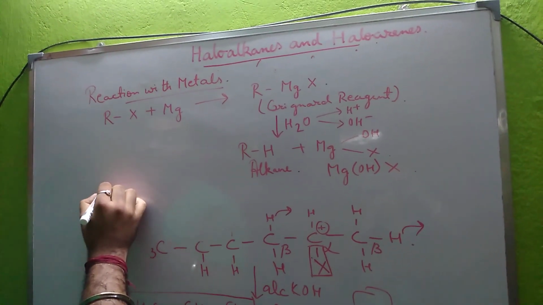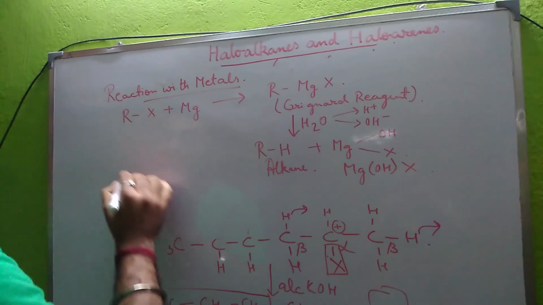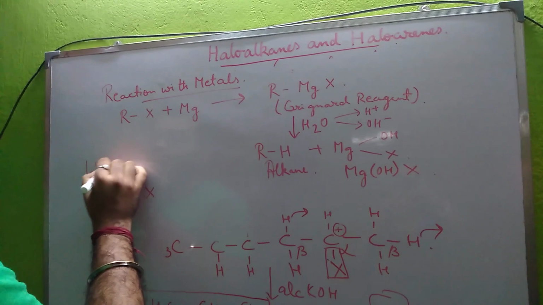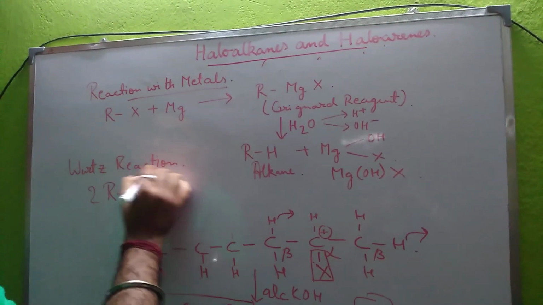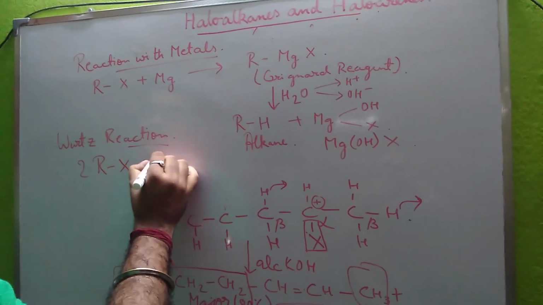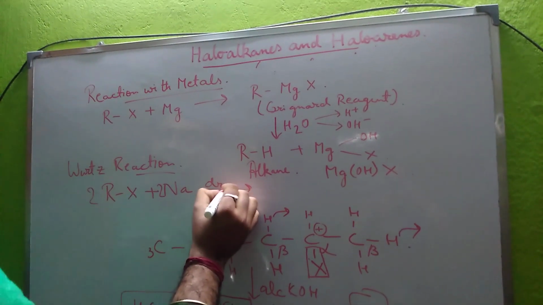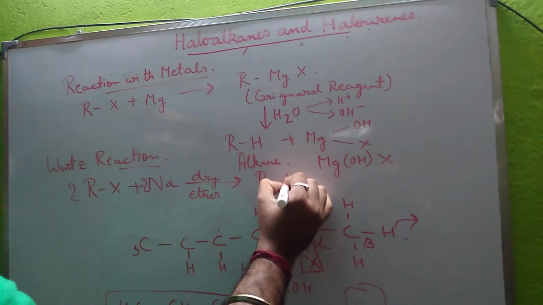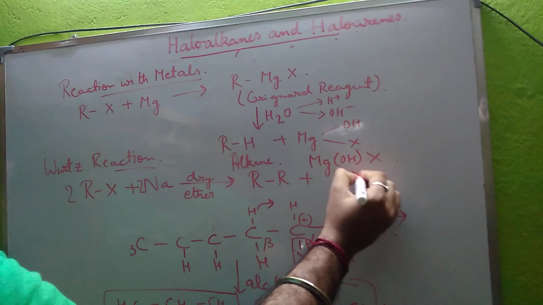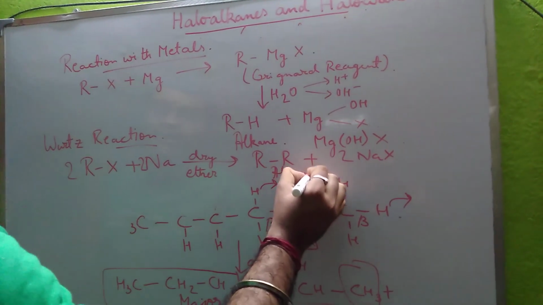Next, suppose again I am taking two alkyl halides. This is Wurtz's reaction. Very, very important for your exam. Wurtz's reaction states that when two alkyl halides react with a metal, that is sodium, in the presence of dry ether, what will it give? It will give R single bond R plus 2NaX. So over here it is also an alkane.